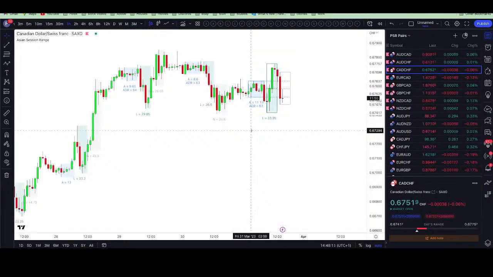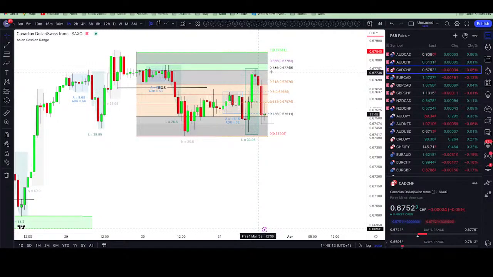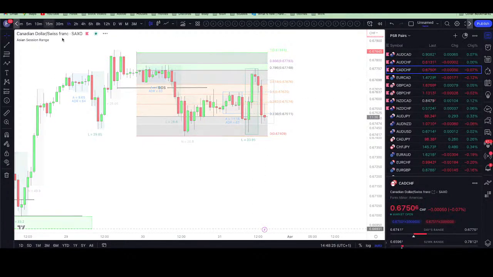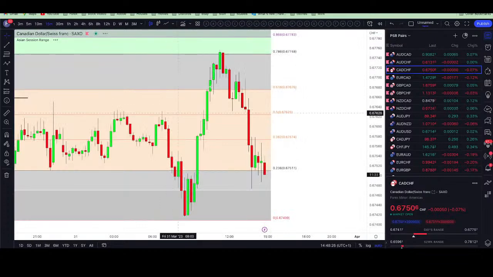So CAD CHF did pull back to this fib level here, see? So this is why I'm telling you about these levels. You can see here, we had a 1 hour break of structure here, and we had a pullback to this level here, the 786, and then we had a rejection of a sell going down. Go down to the 15-minute time frame. We had a 15-minute break of structure right over here. Boom, so your entry would have been here, and right now you'd be in profit in this trade.